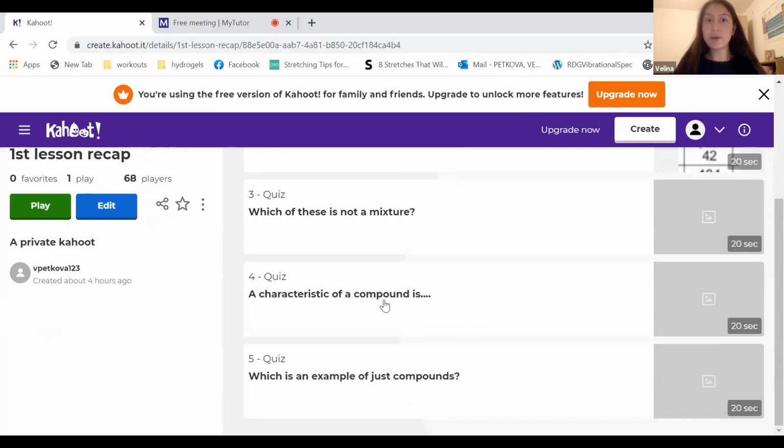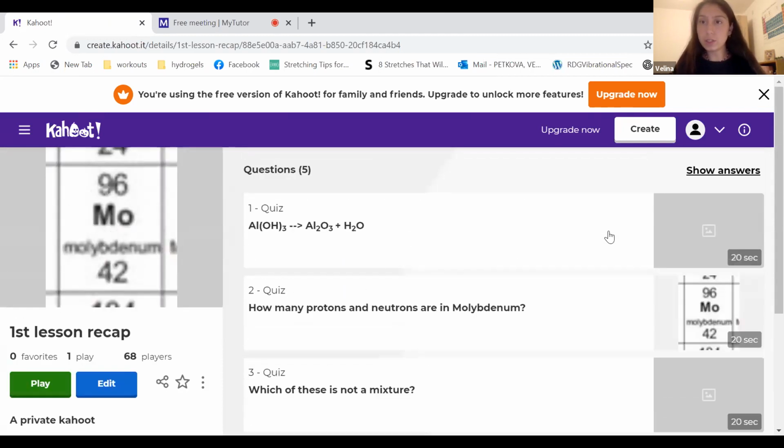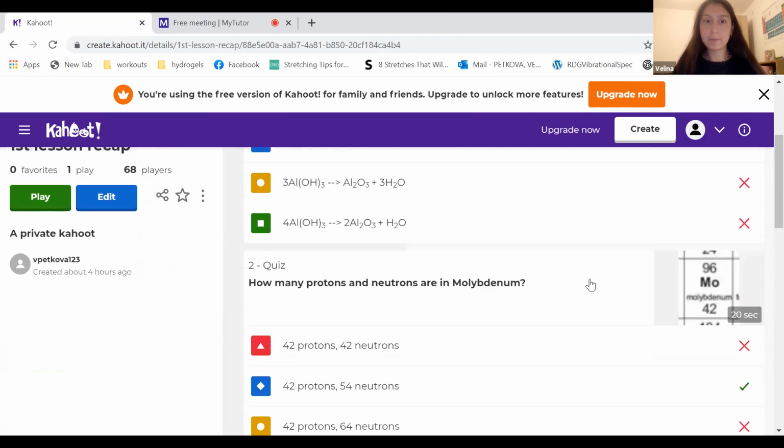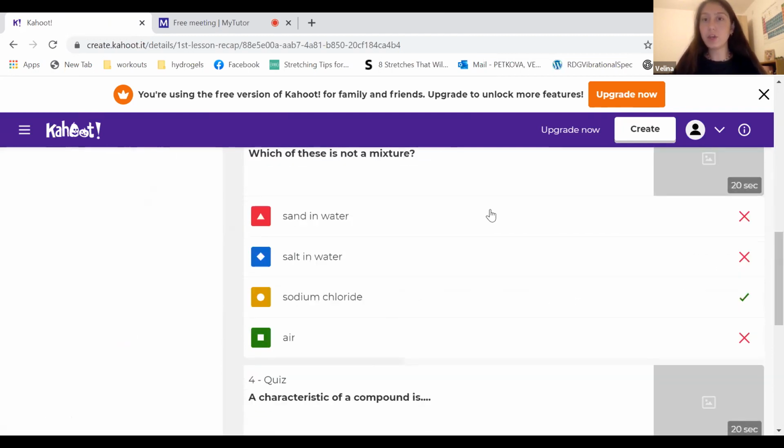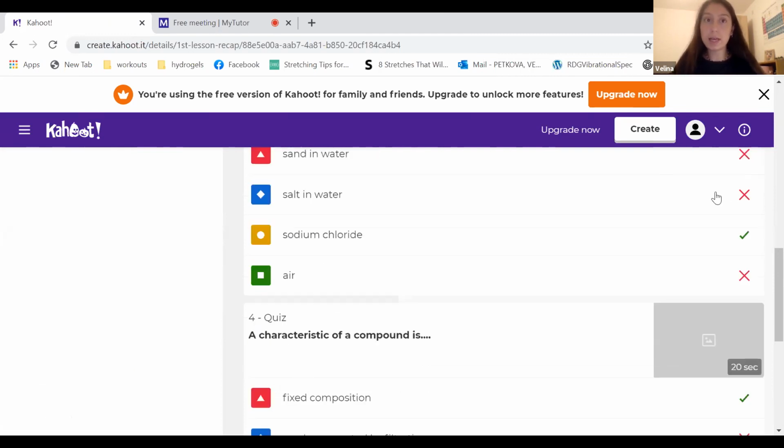So which was not a mixture? It was sodium chloride, because that's the only one that is a compound. Otherwise, sand and water is a mixture because they're not chemically bonded. Salt and water is also a mixture because, once again, they're not chemically bonded. And then air is a mixture because it's made up of oxygen, nitrogen, a bit of CO2. So it's just lots of different gases that are mixed together.